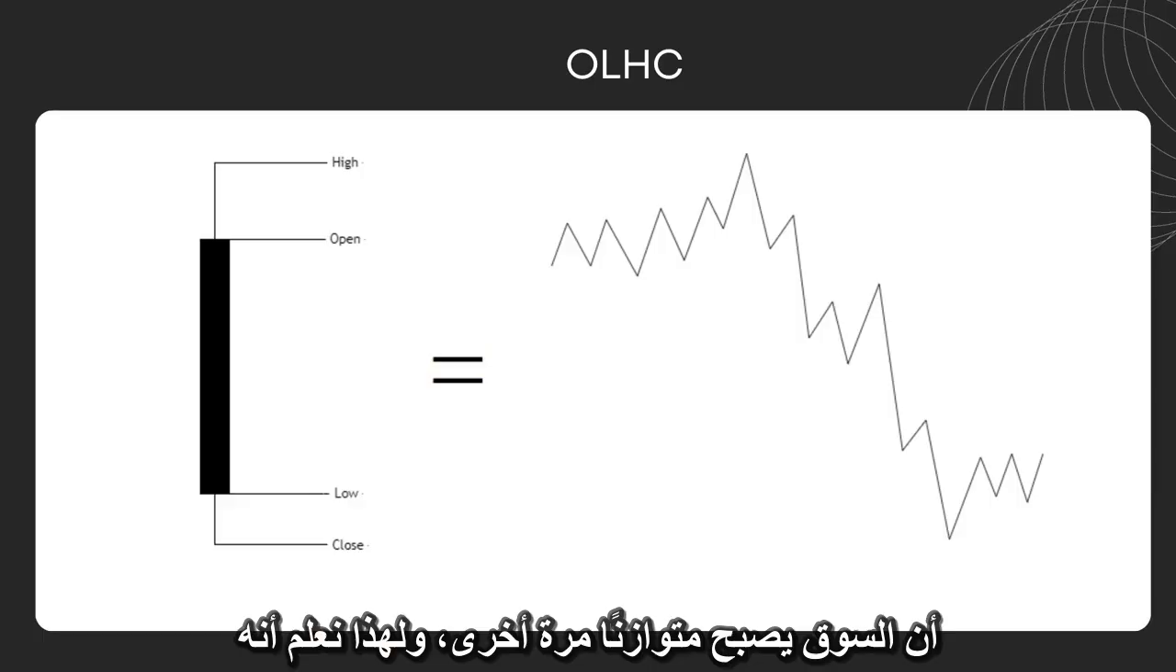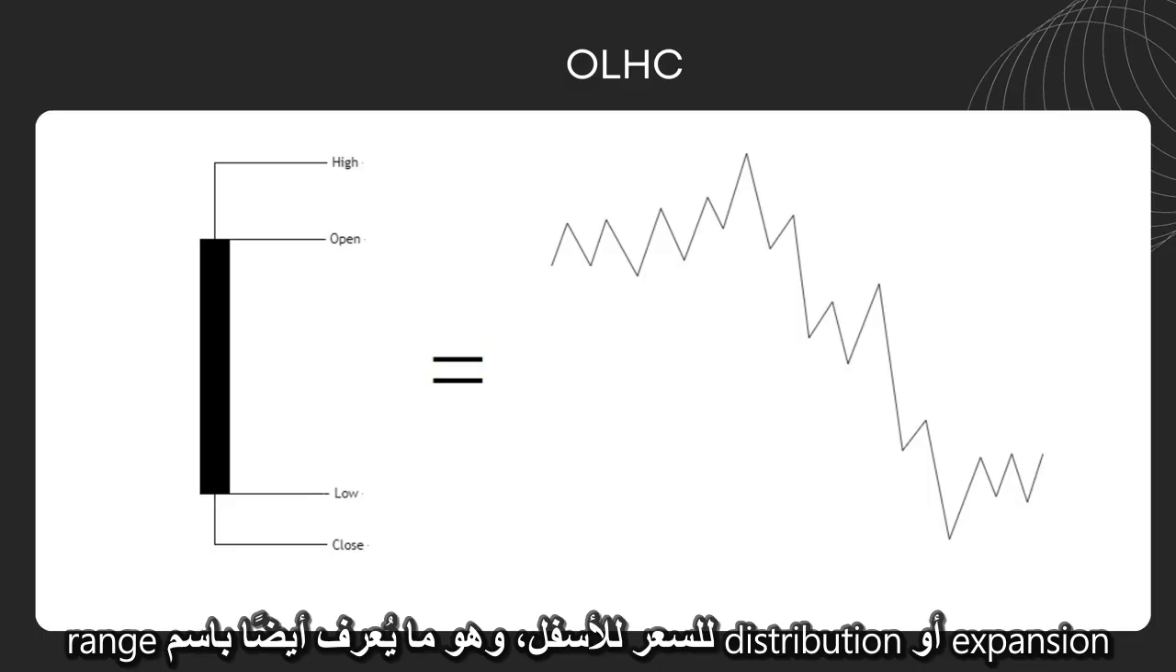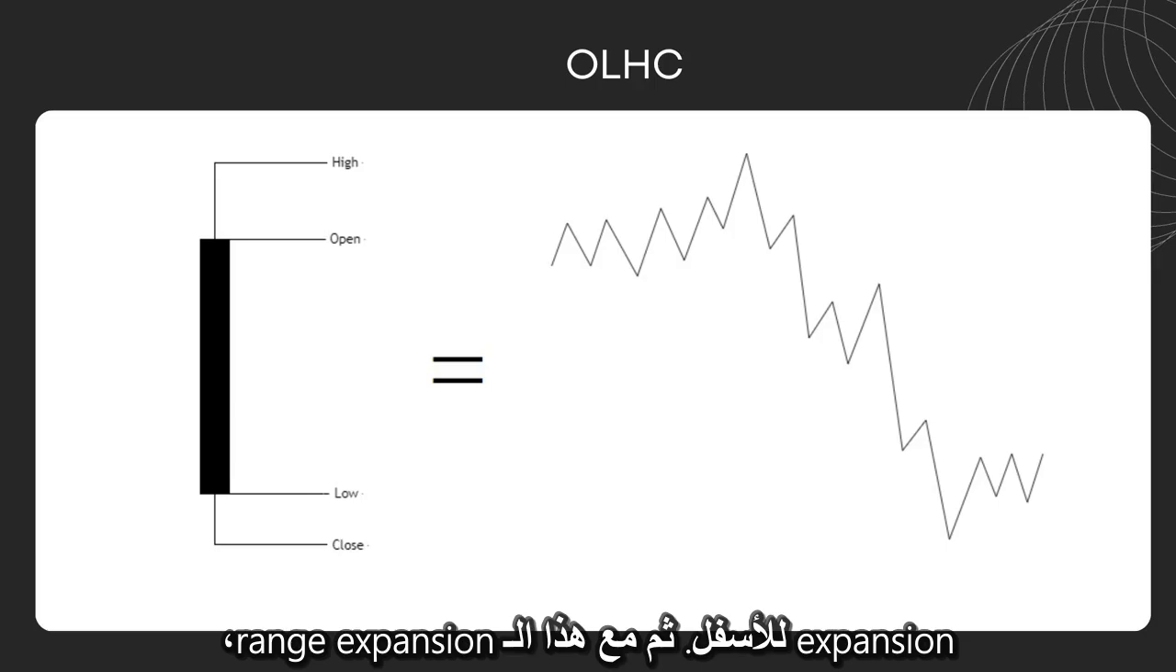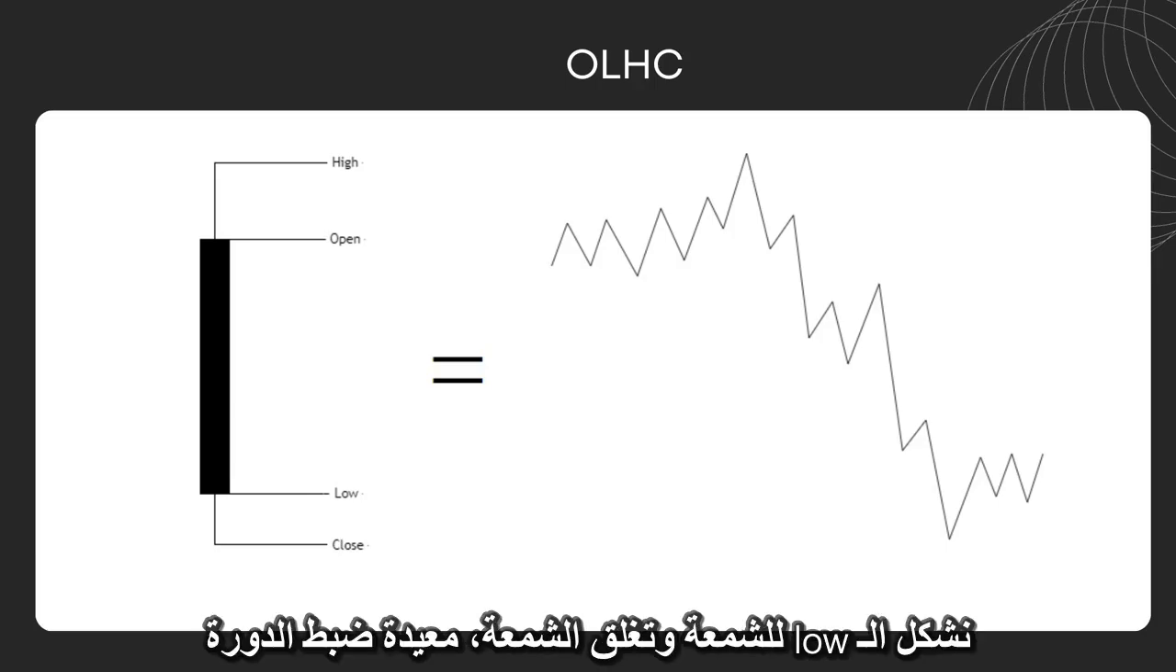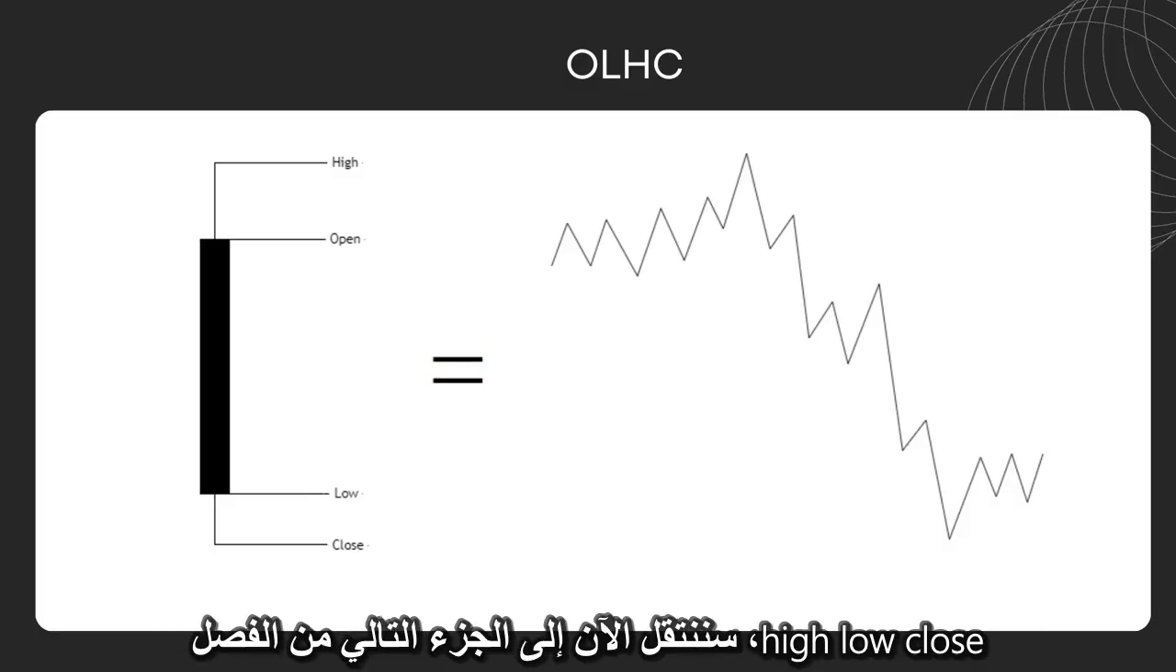And for that, we know that it's going to get rebalanced by neutralizing liquidity, which happens through an expansion or distribution of price lower, right? Which is also known as a range expansion lower. And then with that range expansion, we form the low of the candle, and the candle closes, resetting the whole cycle. Now we've discussed all of the intricacies and details regarding open high low close, right?